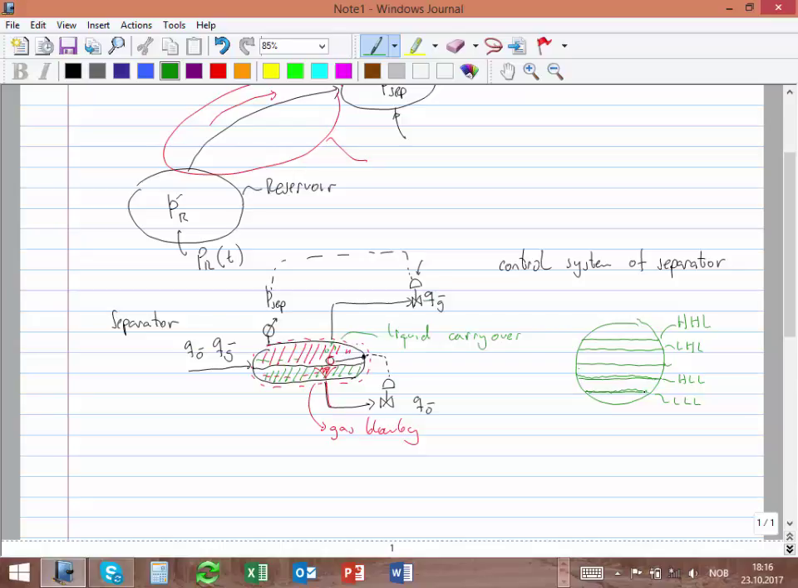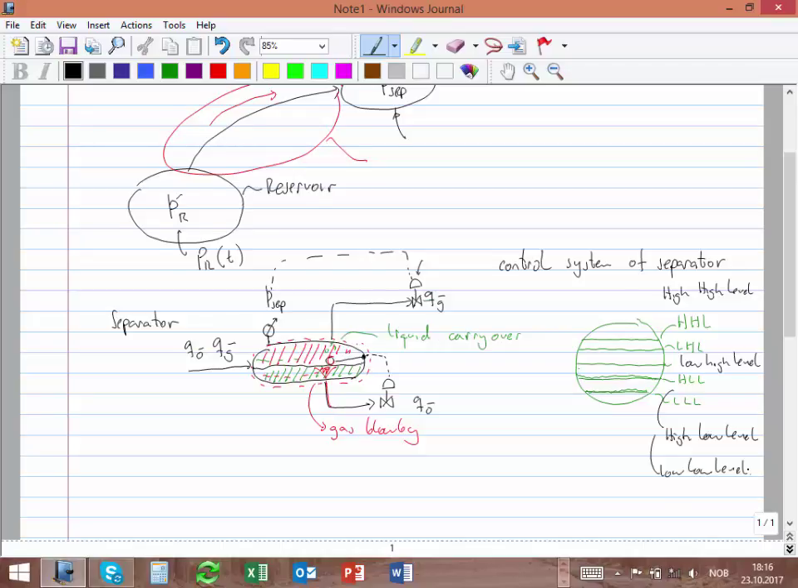Okay, so just to say that this is not something where you set it to a point and that's all, but actually you have different alarm systems, and here you should write high high level, low high level, high low level, and low low level. Yes? So far, so good? Yeah? Okay.